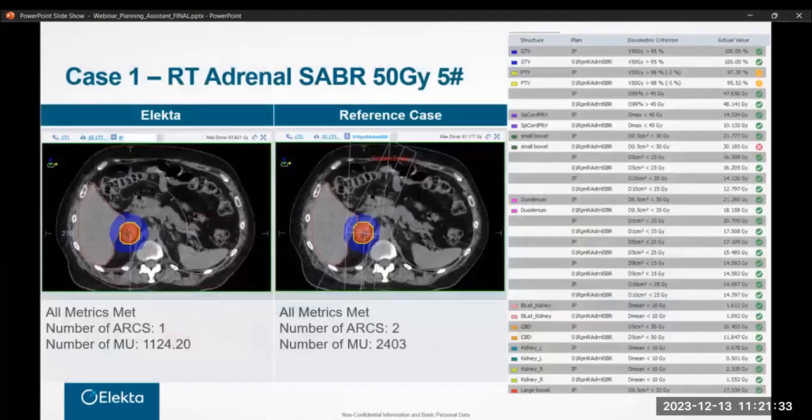So here's just a couple of examples that I wanted to show you. Effectively, this is a right adrenal SBRT case. So really looking for high quality, being able to be delivered in really the shortest amount of time as possible. And ultimately, through the use of IntelliBeam, we're able to reduce the overall plan from 2 arcs to 1 compared to the reference that we have from another competitor, and effectively reduce the amount of monitor units as well. So we have almost a third the amount of monitor units, and the overall plan quality is extremely good.